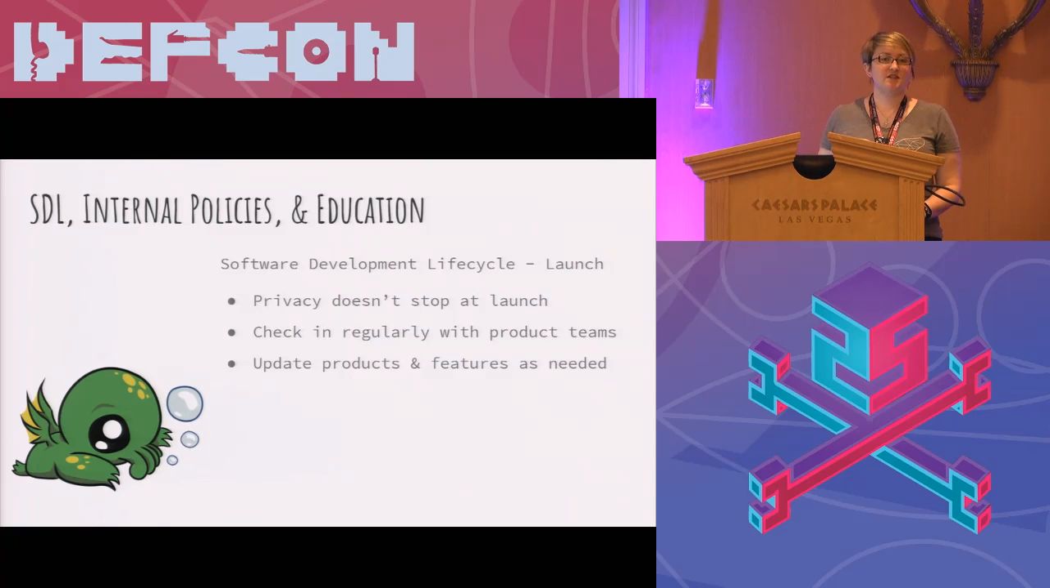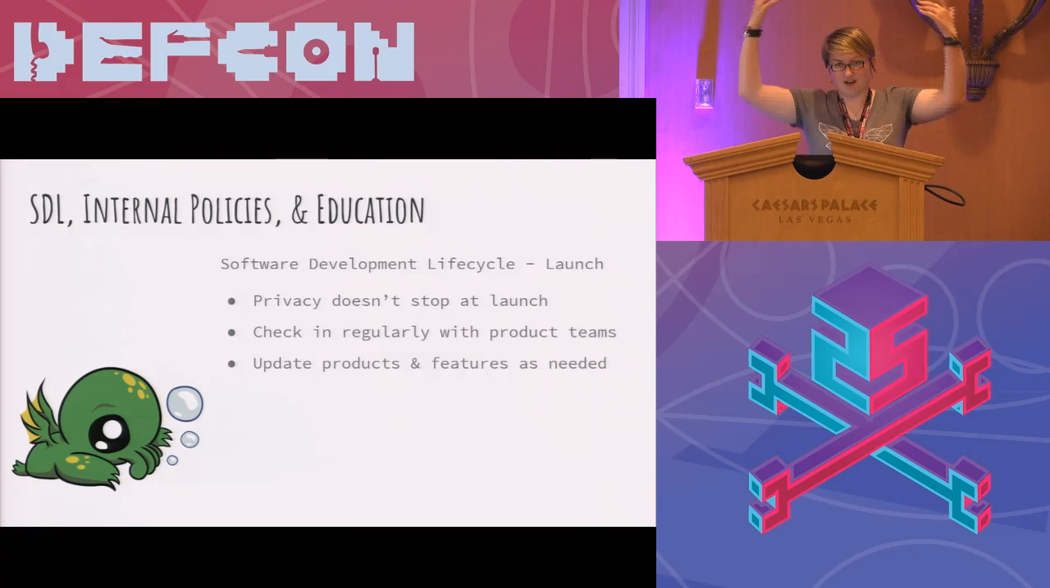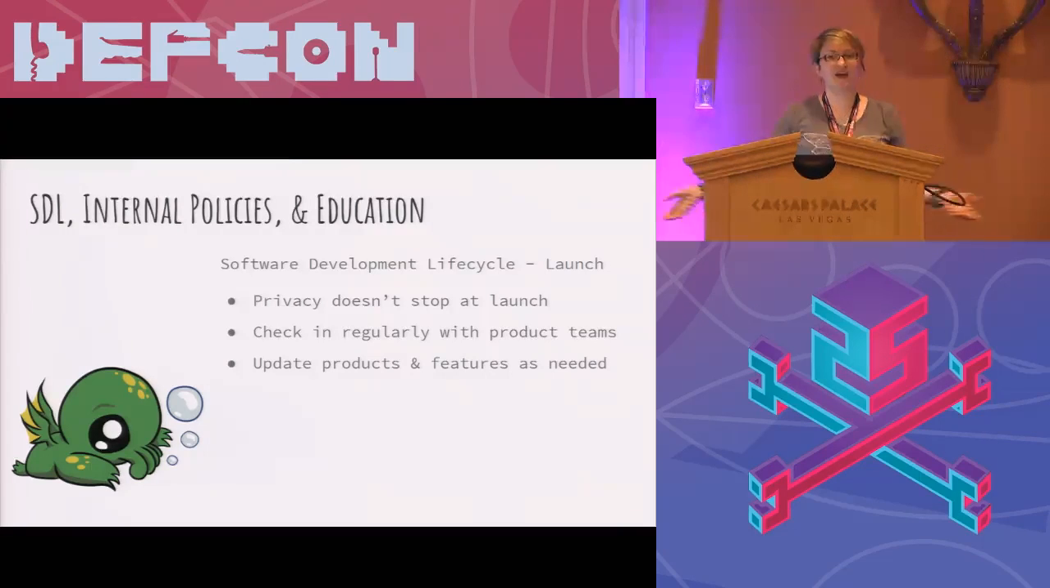And just like privacy doesn't stop at test, it doesn't stop at launch either. You can't just chuck product out into the wild and be like, hey, there it is, we're done, moving on, next project. Doesn't work that way. You need to check in regularly with your product teams. Make sure that they're still respecting the privacy controls that you put in place, that they aren't changing things on the back end as new things come up. And then as new things come up on your side, work with the product teams to integrate them.